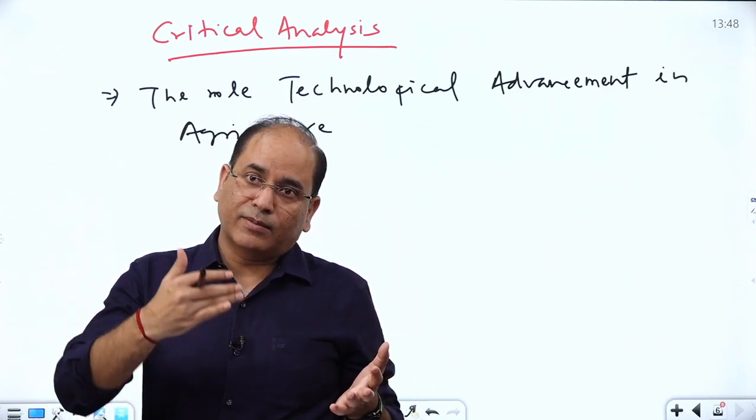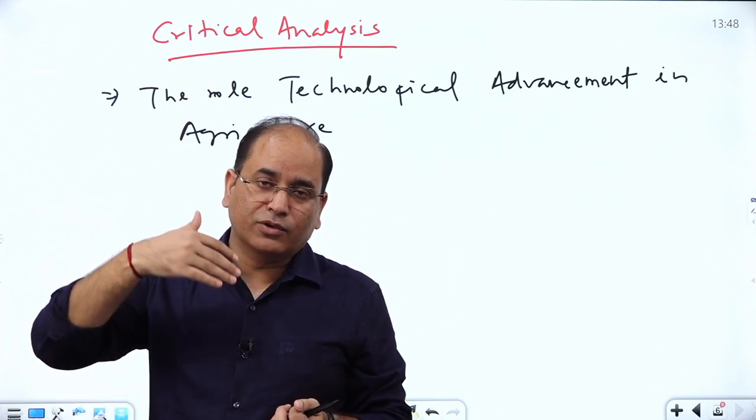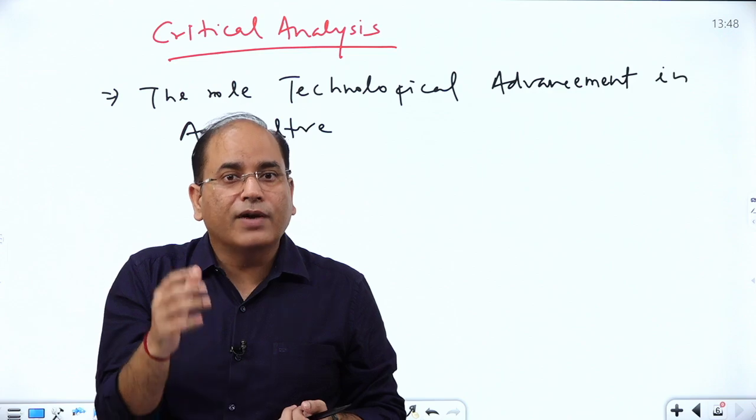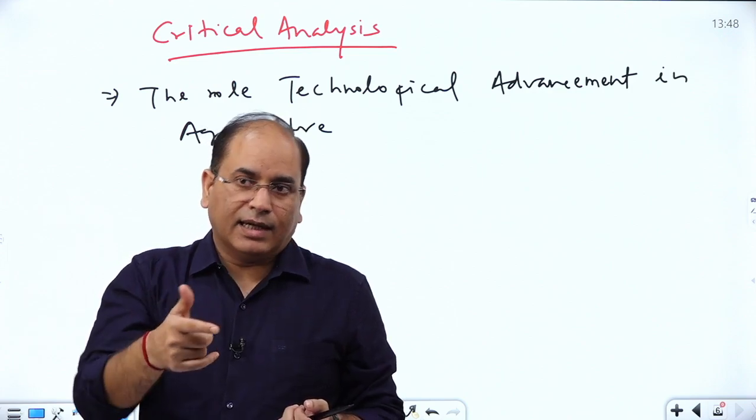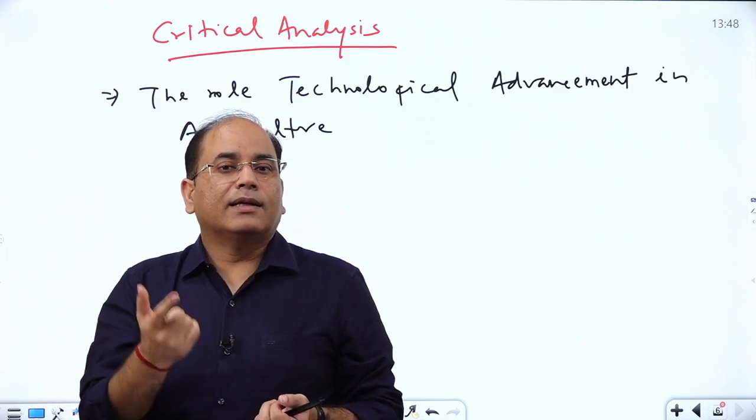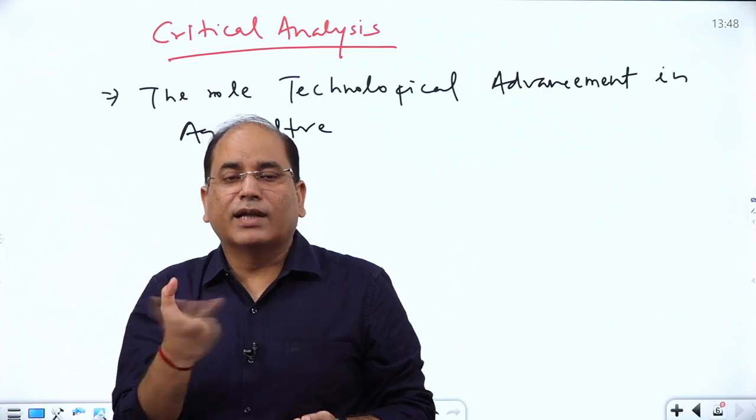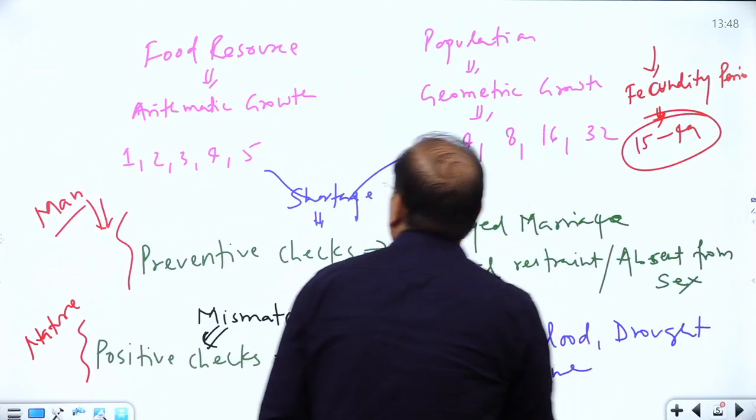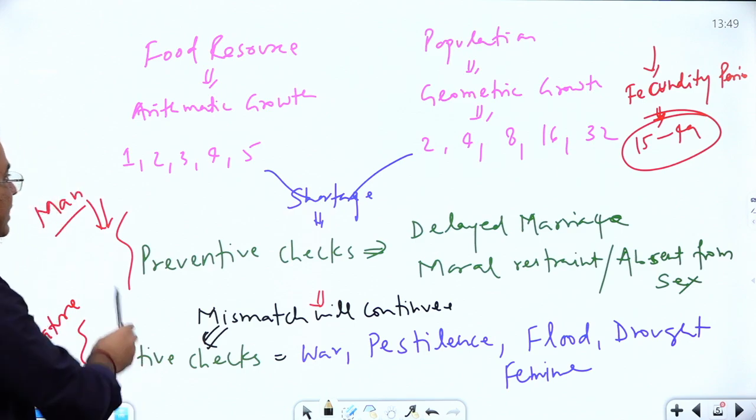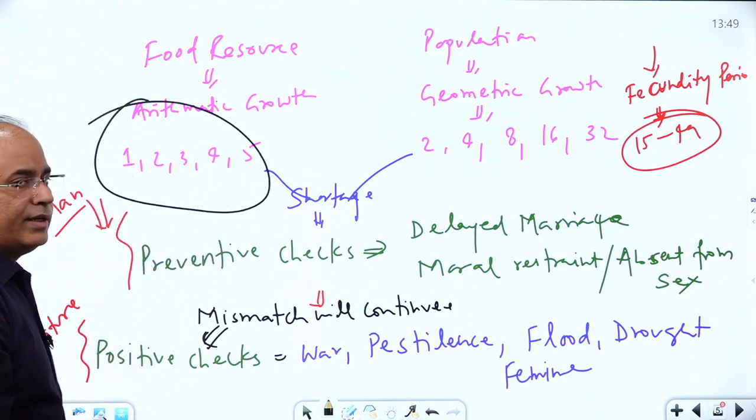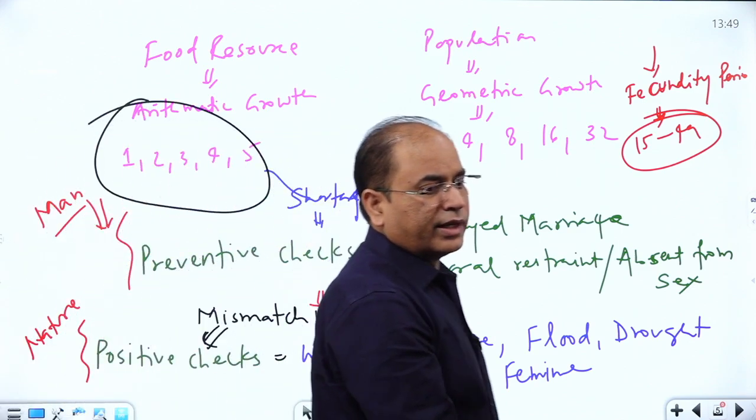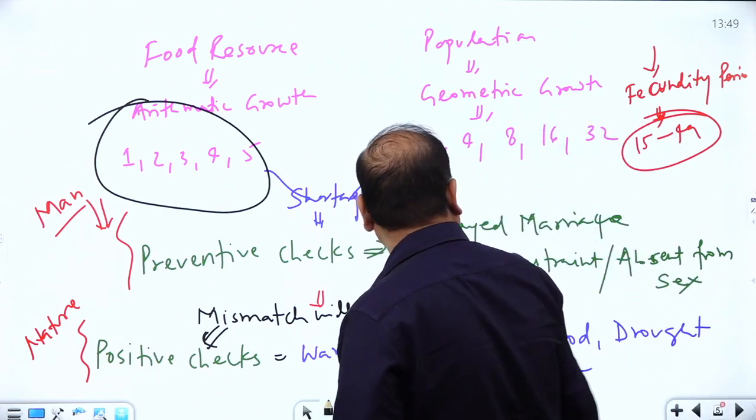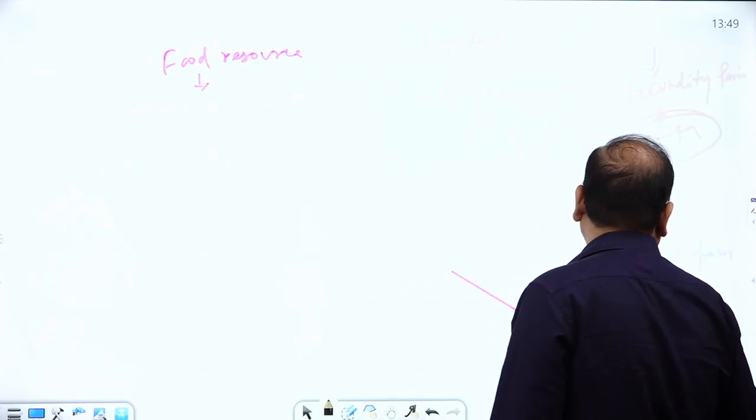So this is one of the things that was almost not thought of by Malthus, or he failed to analyze this, that agricultural development, agricultural advancement can almost reverse this, because you are thinking that food grain will only grow arithmetically. But food grain can also grow geometrically. So that was one of the important drawbacks.